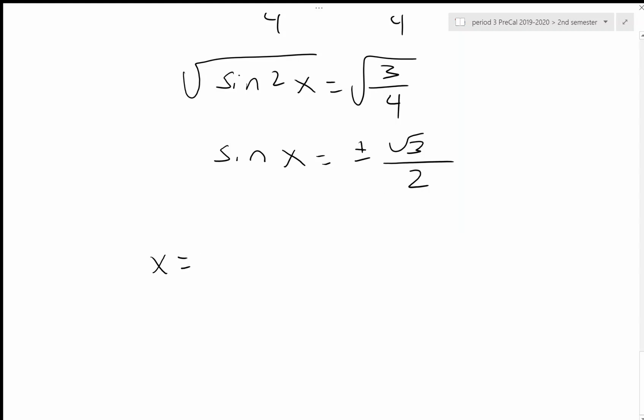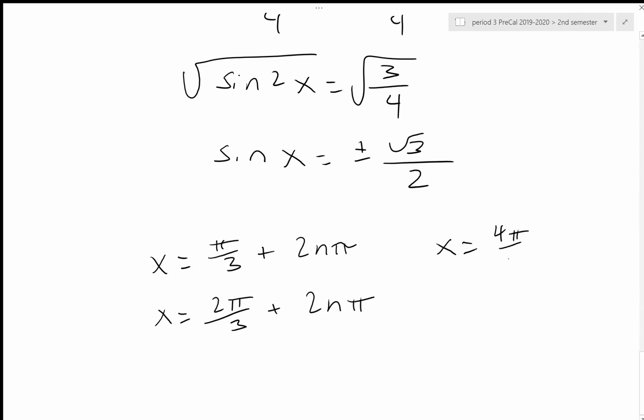x equals pi over 3 plus, remember sine has a period of 2 pi, so 2n pi. Our next answer was 2 pi over 3 plus 2n pi. Our third answer would have been 4 pi over 3 plus 2n pi. Then our last answer is 5 pi over 3.